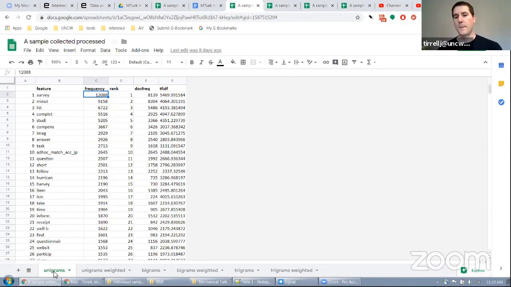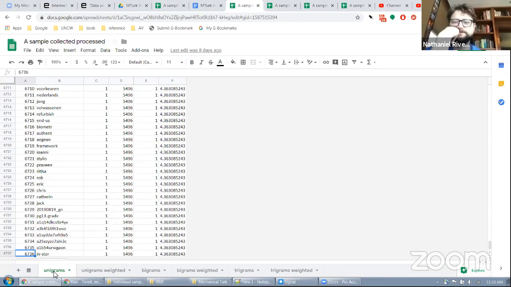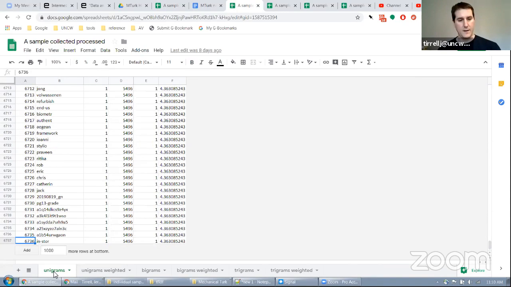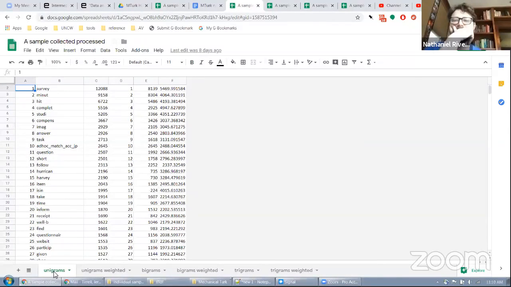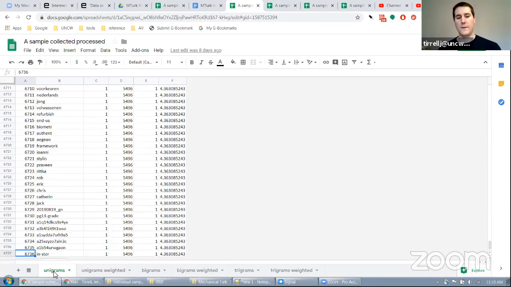12,088 times. And in terms of unigrams, these are stemmed, so it's not the case that we only have, what is it here, 6736 unique words. That's not exactly the case because these are stems. Some of those unique words get folded into one stem. But we've got this many unigrams in all of that data once you stem those words.